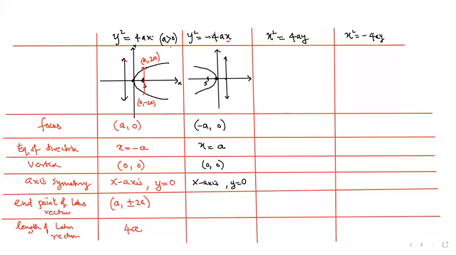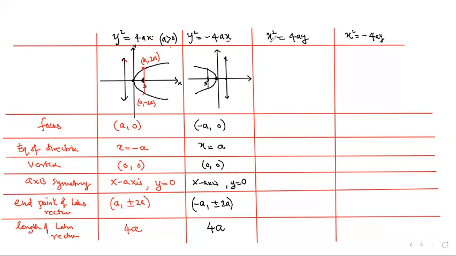Now, the endpoints of the latus rectum, what will happen to that? I told you the focus and the endpoints of the latus rectum will have the same x coordinate, right? So if the focus has x coordinate minus a, the endpoints of the latus rectum will have minus a as the x coordinate, and the y coordinate will be plus or minus 2a. Length cannot change; it will remain 4a. Did you understand this parabola? Now, can you tell me how this parabola will be?